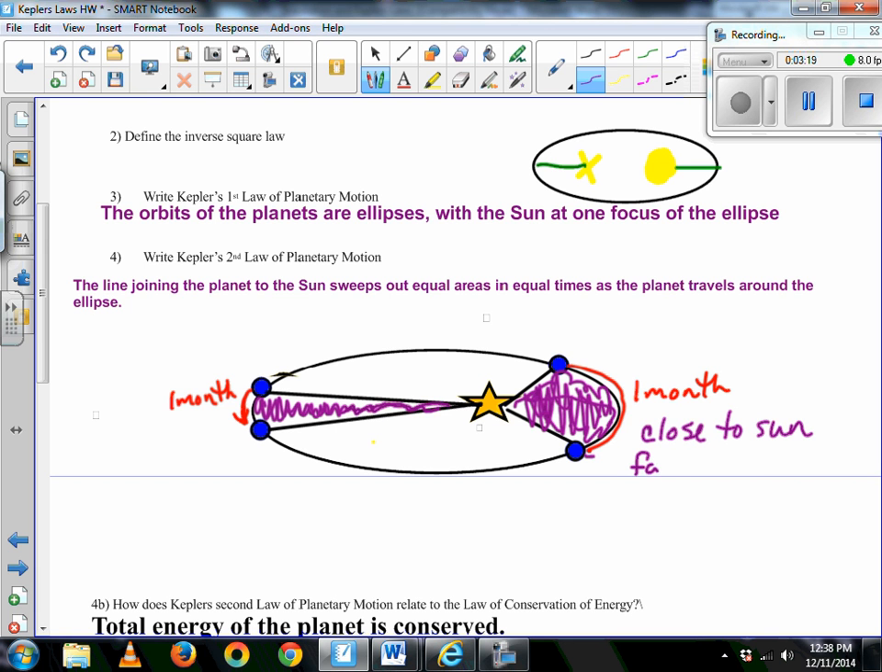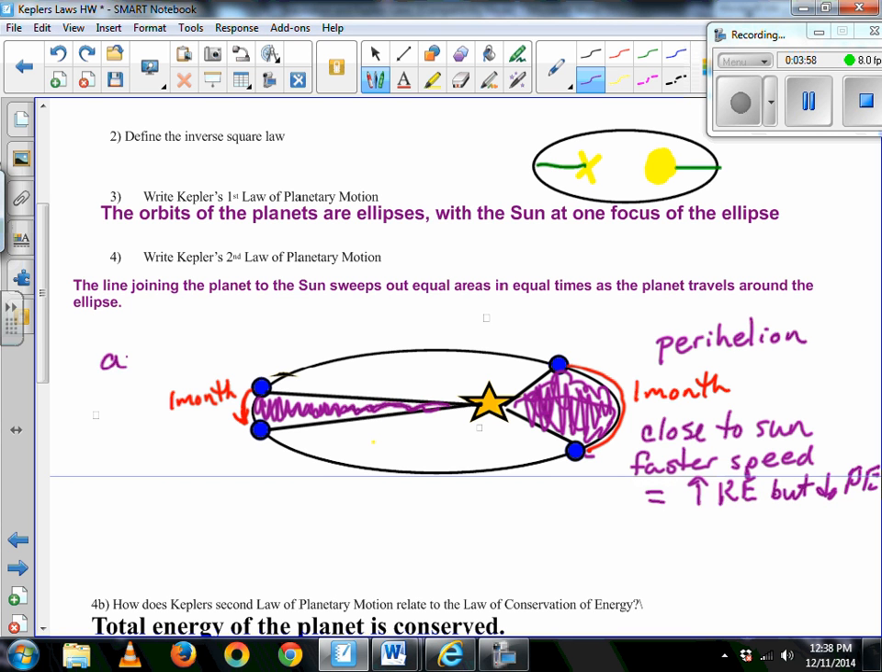You move faster, and that faster speed equals more kinetic energy. So you have more kinetic energy when you're close to the sun, but less potential energy when you're close to the sun. This is called perihelion. Helion or helios is Greek for sun. Peri means close, and perihelion begins with P, and so does pretty darn close. So when you're pretty close to the sun, you're at perihelion.